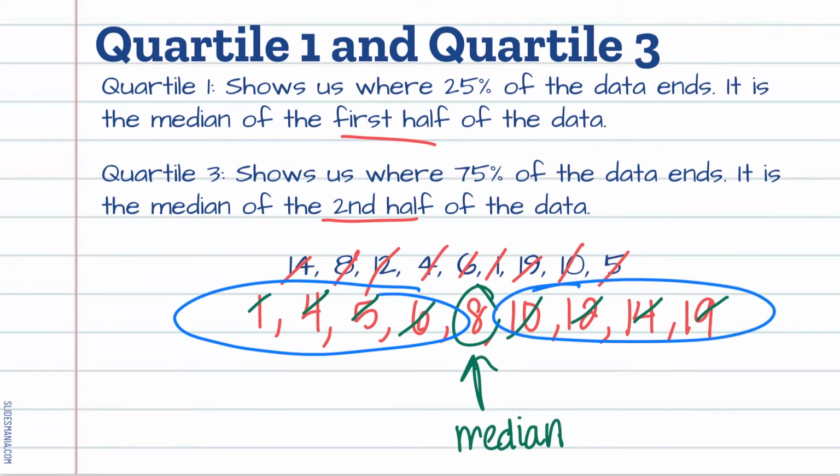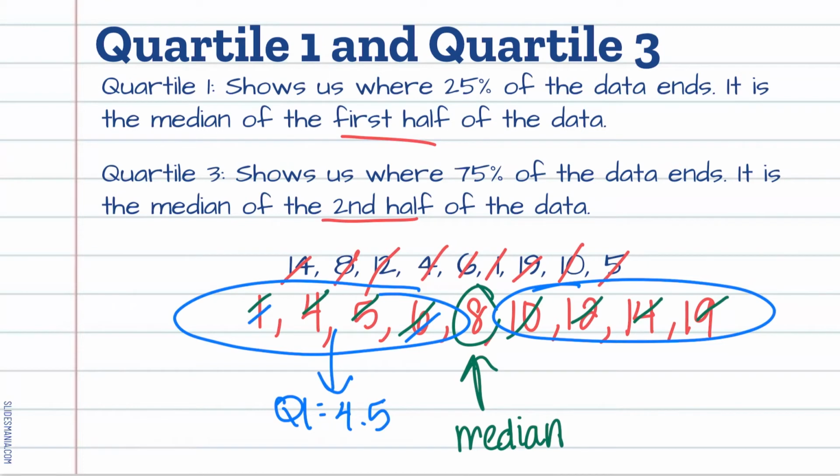So for the first quartile, I want my median of that first half. So if I cross numbers off again, I get to between 4 and 5. So I know between 4 and 5 is 4.5. So that would be my value for first quartile.